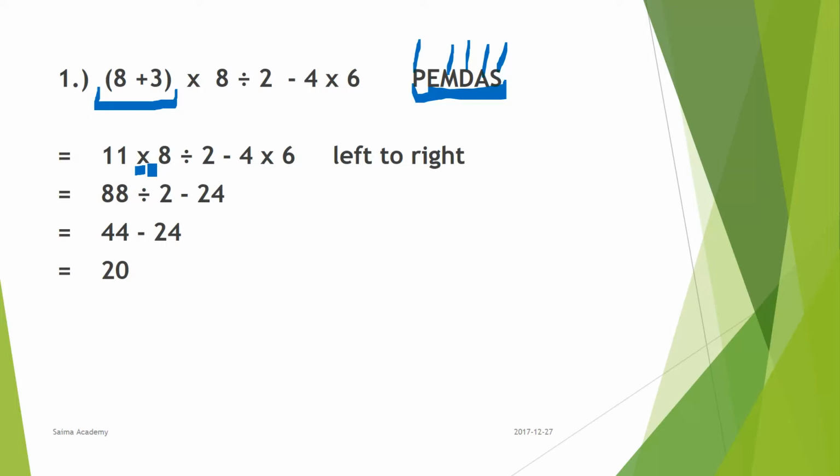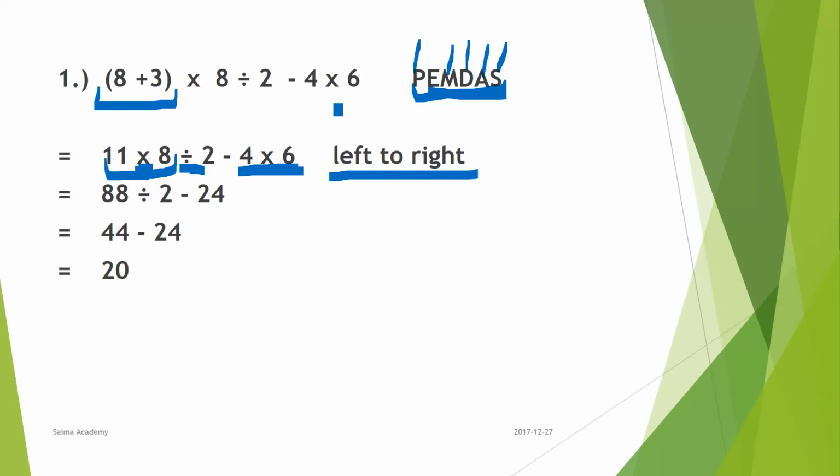See, here we have multiplication and division as well. So what will you do first? Will you divide 8 divided by 2, which is 4, or multiply 4 by 6, or what? We just have to solve this part according to PEMDAS, and you have to go from left to right. Keep in mind, left to right. So on the left we have 11 multiplied by 8 first, so it is 88, and then the division sign, 2, minus 4 times 6, which is 24.